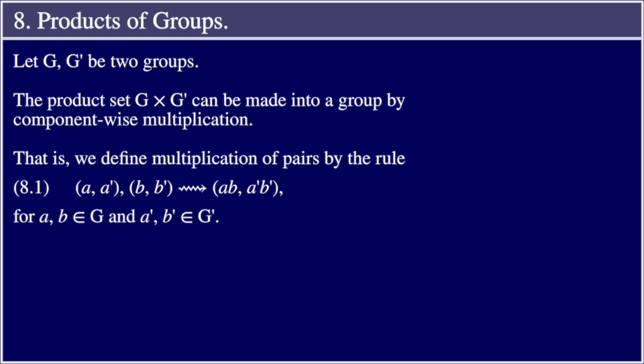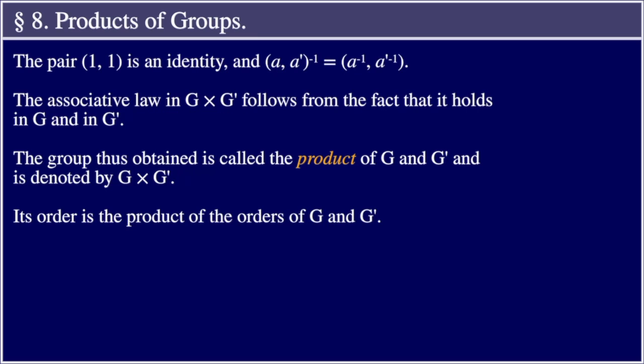The pair (a, a') and (b, b') is mapped to the pair (ab, a'b'), for a, b in G and a', b' in G'. The pair (1, 1) is an identity, and (a, a')^-1 is equal to (a^-1, a'^-1). The associative law in G × G' follows from the fact that it holds in G and in G'. The group thus obtained is called the product of G and G' and is denoted by G × G'. Its order is the product of the orders of G and G'.